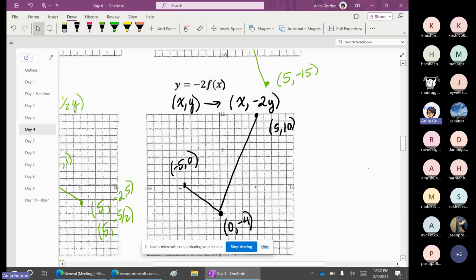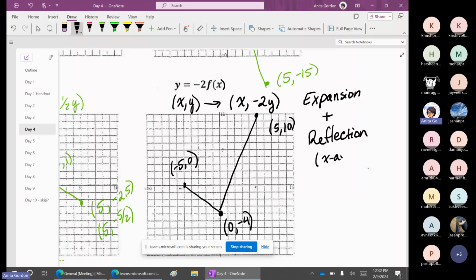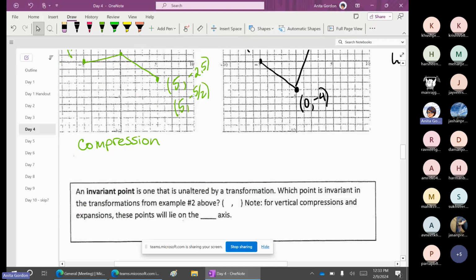So this is expansion and reflection. And you would say reflection over the x-axis, or you can say upside down. Either of those is all right with me for now. Okay, now a vocabulary word is coming up, so let's take a look at the bottom of our page. An invariant point. A point that does not change is a point that is not affected by a transformation. Based on the transformations that we just did, which one of the 3 points was our invariant?